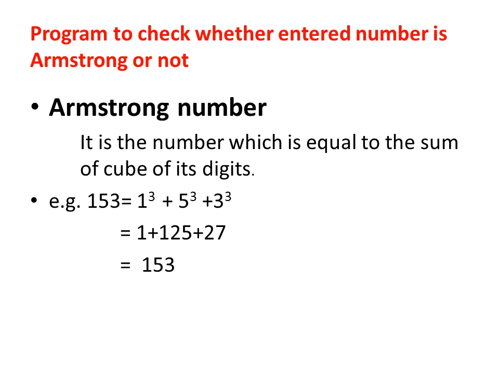For example, if the entered number is 153, then we take the cube of each individual digit and add them. If this addition and the original number are equal, then that number is called an Armstrong number. Here the number is 153. So 1's cube plus 5's cube plus 3's cube is equal to 153. That is, the original number 153 and the sum of the cubes of its individual digits is also 153. So this 153 is called an Armstrong number.